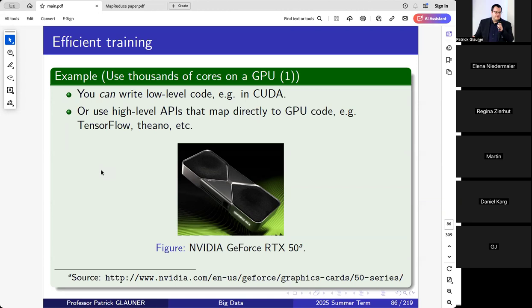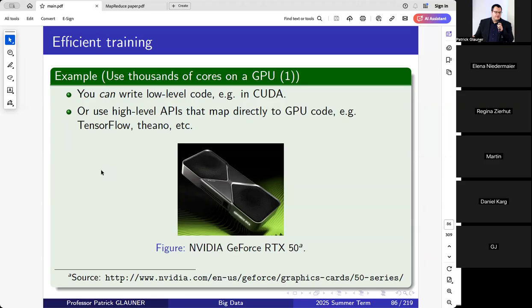So for NVIDIA, you have CUDA. For the other vendors, you have different libraries. So you need to learn how to write that code. And it's often very low-level code, in fact. And that made it super difficult to start using GPUs for training neural networks.